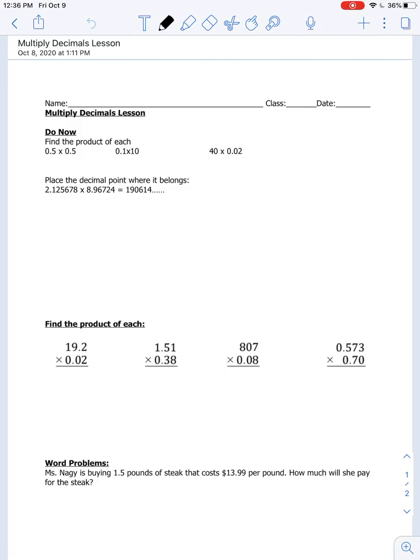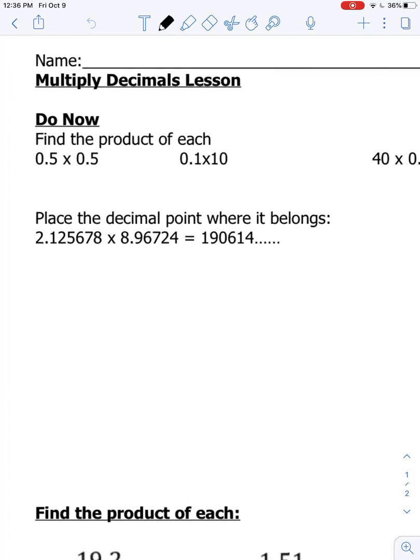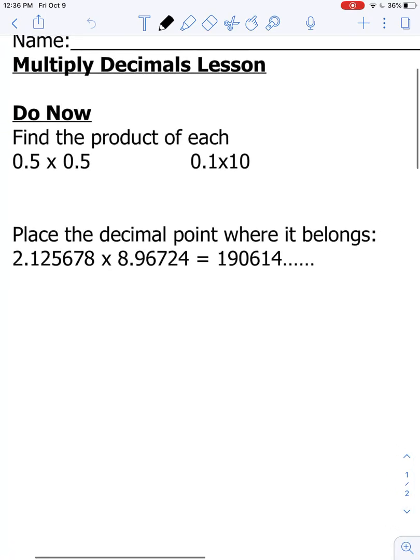Hi ladies and gentlemen. Today we'll be working on a lesson with multiplying decimals. So let's get started with our do now. This is something that we've practiced before. We want to find the product of each of these.